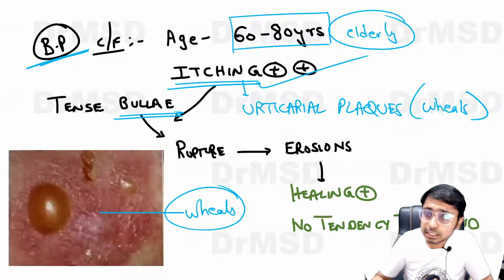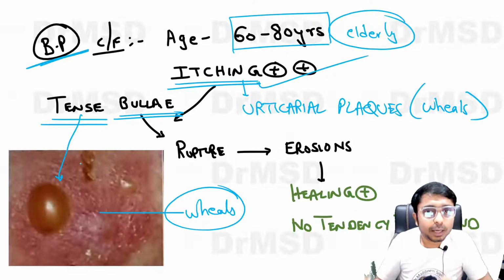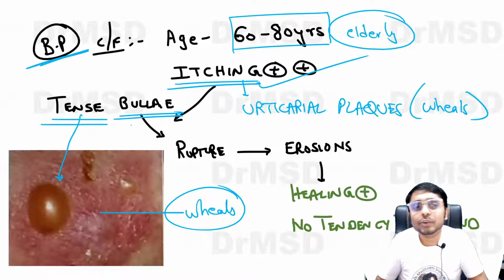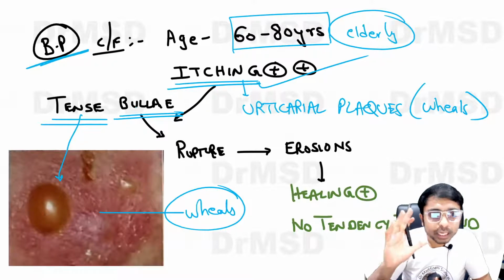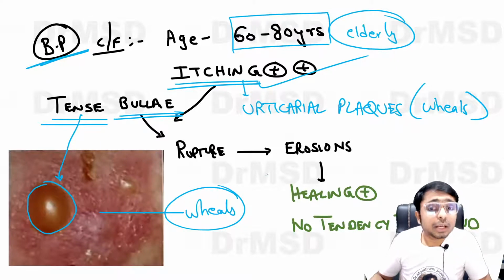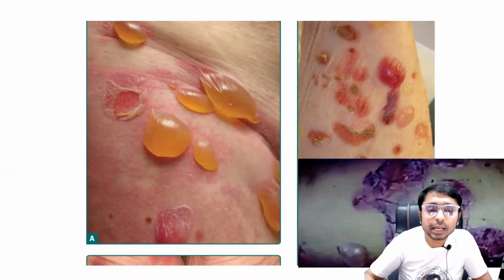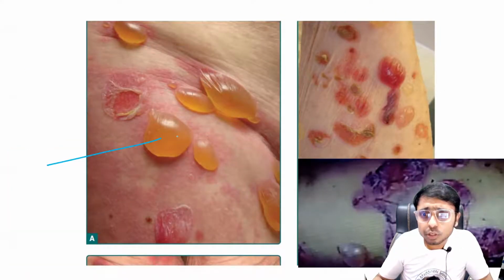And what will be the characteristics of those bullae? Very, very tense. If you observe this bulla, you can remember your Holi days where the balloons are filled up with the Holi color and thrown at us. So that is the consistency of the bulla. Very, very tense. It is completely filled by the fluid. So this is going to be the description in the case of bullous pemphigoid. And these are the actual lesions which you are able to see.